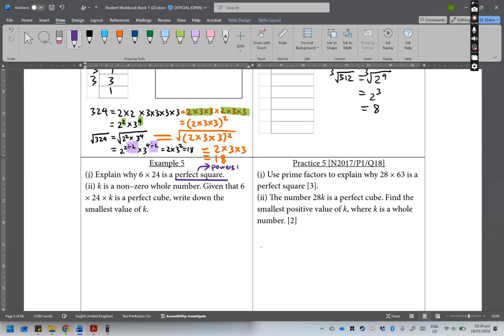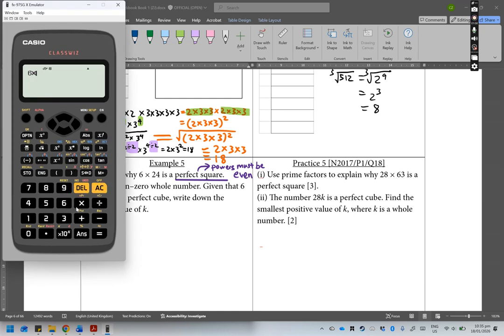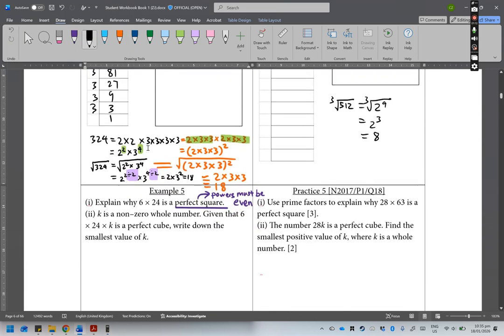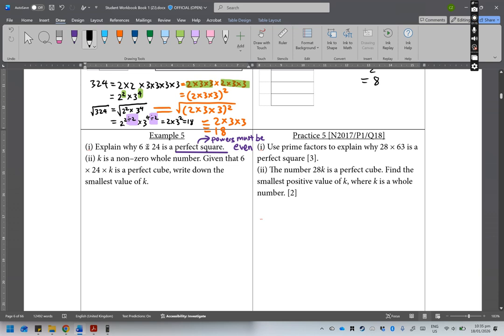Powers must be even. Powers of what? Powers of the prime factors. So let's prime factorize 6 times 24. You can calculate 6 times 24 and then prime factorize 144, which is one method. Another method is just to prime factorize 6 and 24 individually.